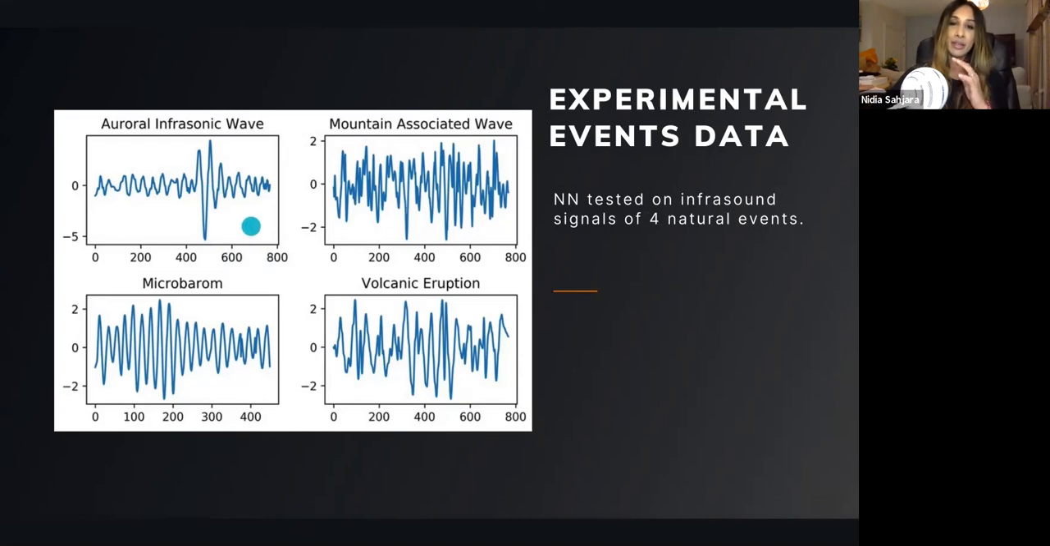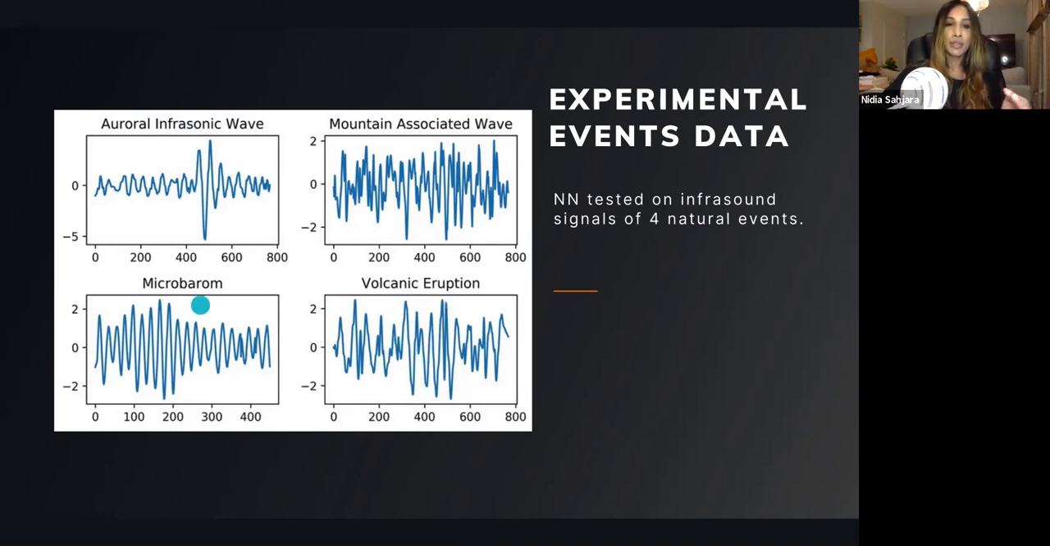This is actually the 4 types of events that were used in order to conduct our experiments. Well, their experiments, sorry. So the neural nets that we just mentioned were tested on these infrasound signals. And these are 4 natural events. It's the auroral one, because if you remember the diagram, you can get it from the aurora borealis, then from the mountain associated waves, microbarometers, and the volcanic eruption, which is sort of like one of the most obvious ones.